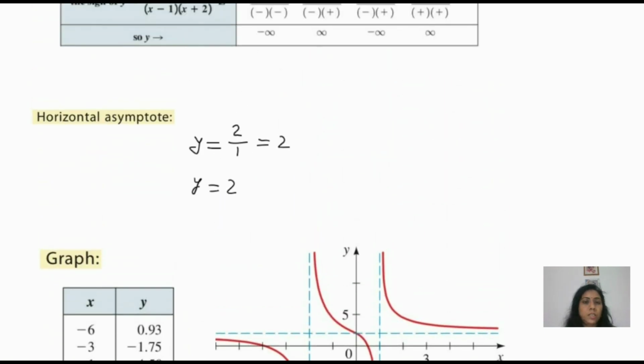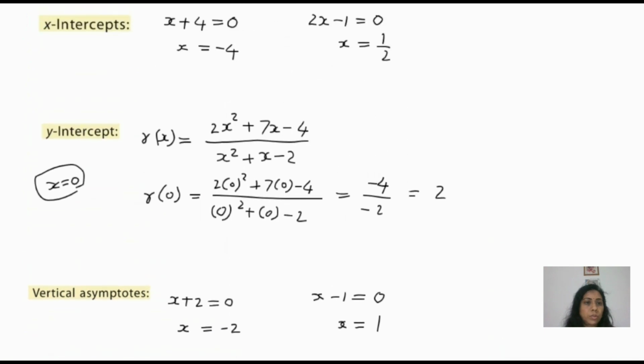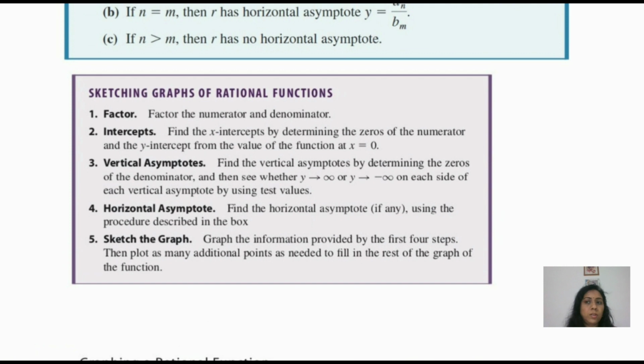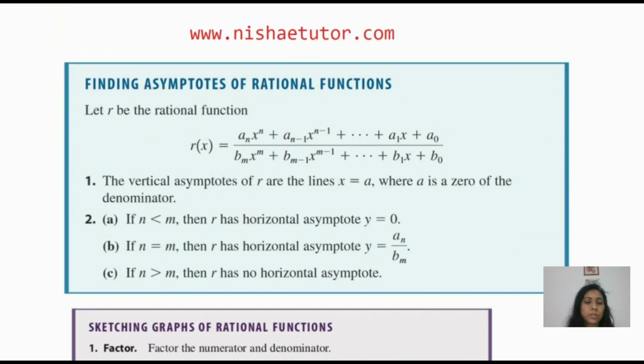So these questions are really easy. You can just follow these steps, and this box is really useful, this one and this one too.